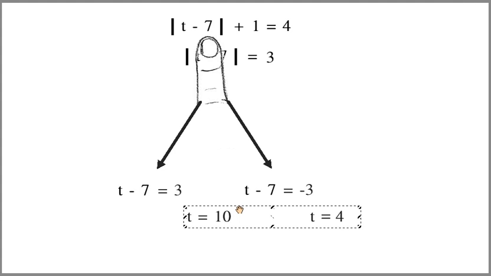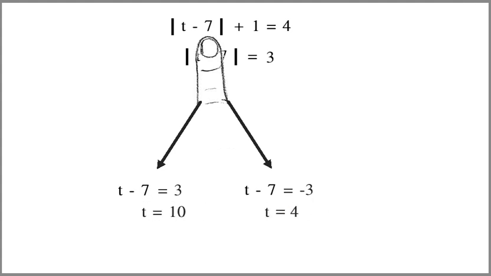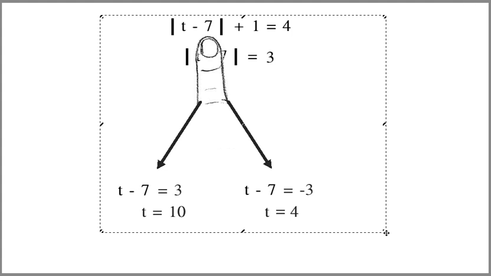We add 7 to both sides, and we discover that t is equal to 10 and t is equal to 4. Very sweet and very easy. And I suggest that you take the time to try t is equal to 10 in the original equation and t is equal to 4 in the original equation, just to satisfy your curiosity and to hammer home the idea that absolute value has this dual personality that you simply have to learn to deal with.